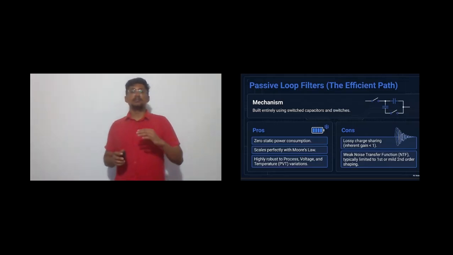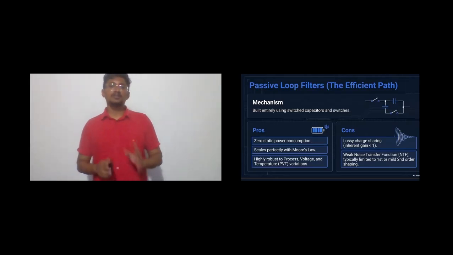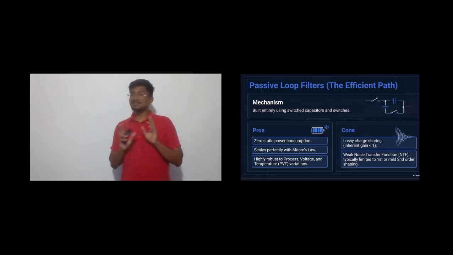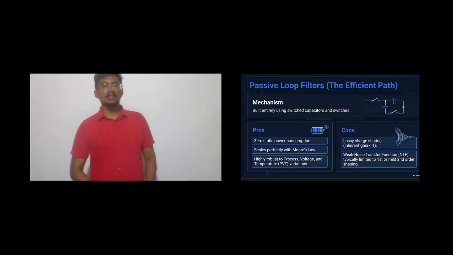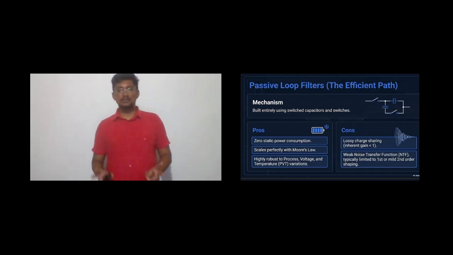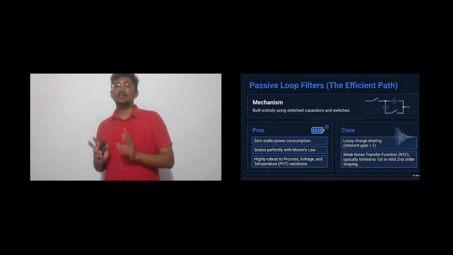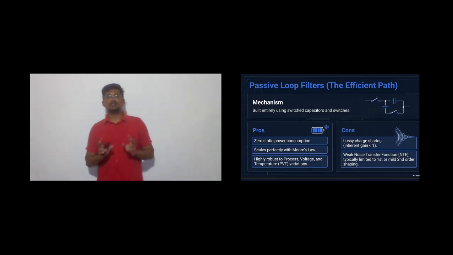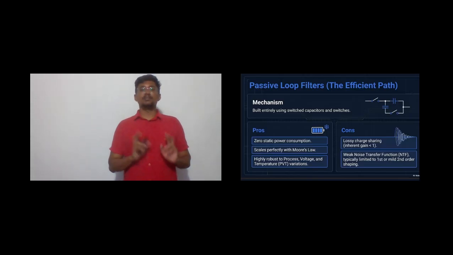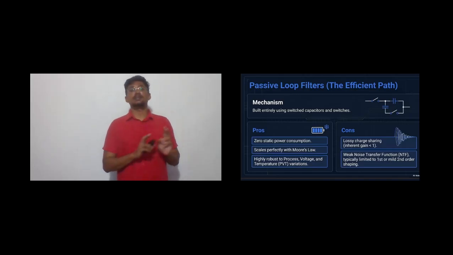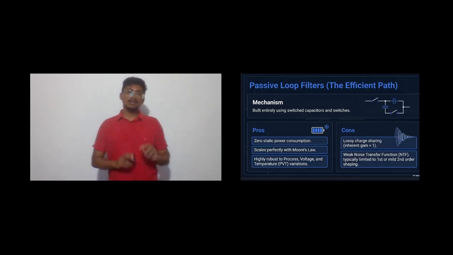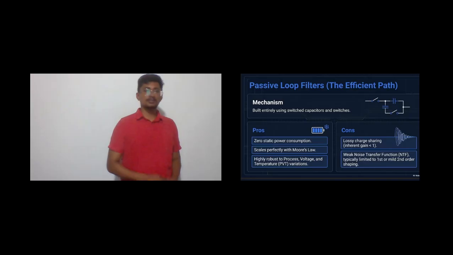The first method, the passive approach. If we look into the passive approach, the mechanism is elegant in its simplicity. The filter is built entirely out of switched capacitor networks and CMOS switches. Because there are no amplifiers, the immediate, massive advantage here is zero static power consumption. It only draws dynamic power when the switches play. On top of that, because it relies on capacitor ratios rather than transistor transconductances, it scales beautifully with modern CMOS nodes and remains highly robust against process, voltage, and temperature variations.